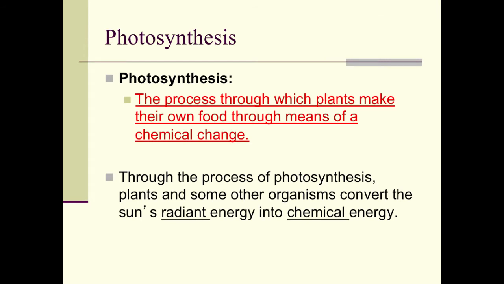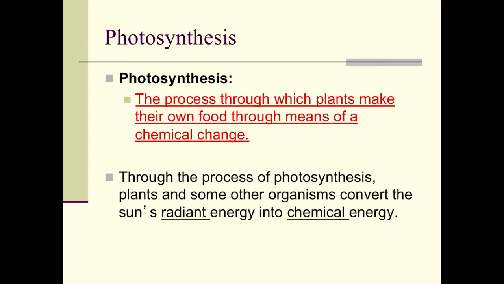The definition of photosynthesis is the process through which plants make their own food through means of a chemical change. Now we know by now that a chemical change is when we make something new. So the energy is going to be changed into a different form. Through the process of photosynthesis, plants and other organisms convert the sun's radiant energy into chemical energy.